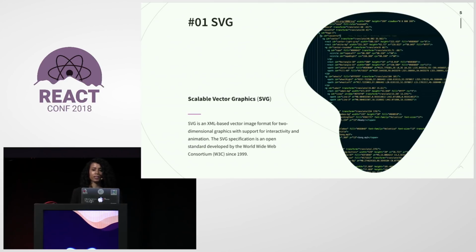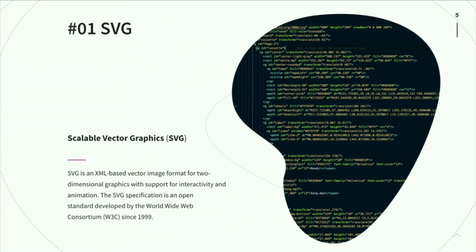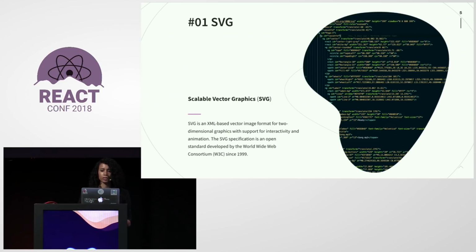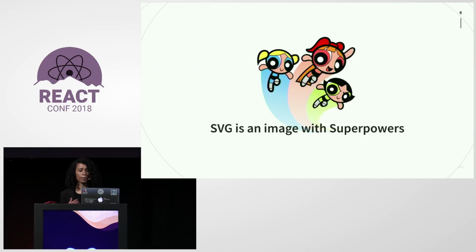So what is an SVG? This is the definition from Wikipedia. It says it's an XML-based vector image, blah, blah, blah, and all of this. Basically, it's just a document where you can see all this markup, and all this markup in the end is giving instructions on how to draw an image. So you see all this text, and this text describes lines, curves, shapes, color, and text. And in the end, as the result, you see an image. This is my own definition: SVG is an image with superpowers.